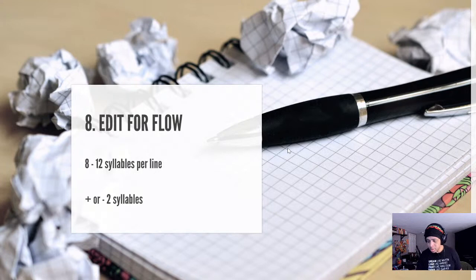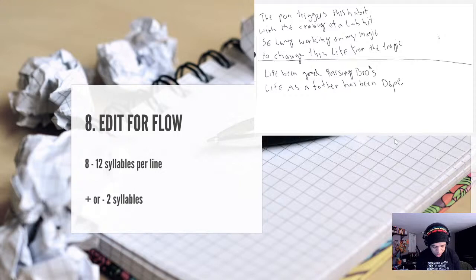So going back to my example, I know it's kind of hard to see. I'm going to look at the first line. "The pen triggers this habit." So that's 7. "With the craving of a lab hit." This line has 7 in it. "So long working on my magic." That one is 8. "To change this life from the tragic." That is also 8. So the only issue I have right now is with the first line.